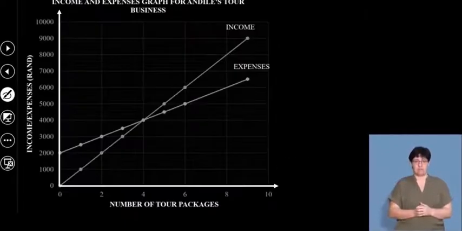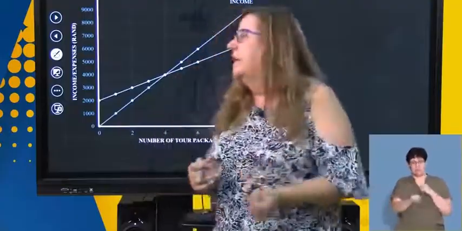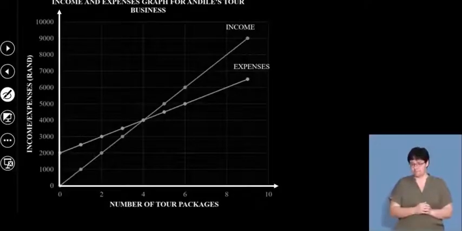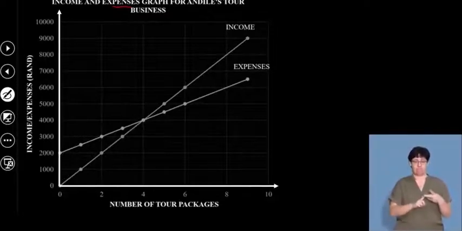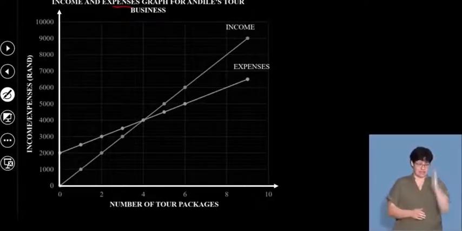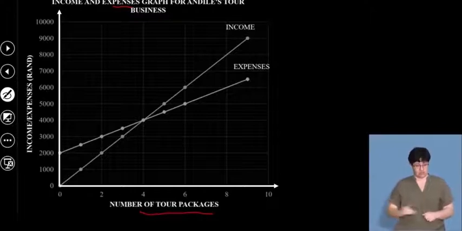So let's go analyze our graph. Whenever you get a graph, even before you actually read the question, just look at the graph, see what information you can get, and you'll probably guess at some of the questions they're going to ask you. So when looking at this graph, we can always see from our heading what it is, and we were told it's the income and expense graph for the tour business. We've got our income and expense in Rand on this axis, going up in thousands. We've got the number of tour packages on this axis, and that's going up in 2s.